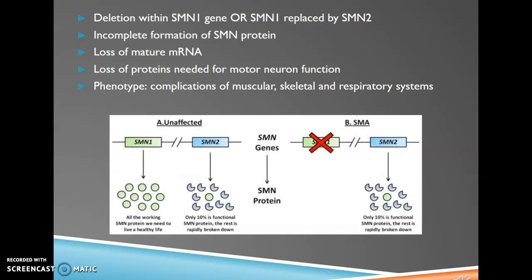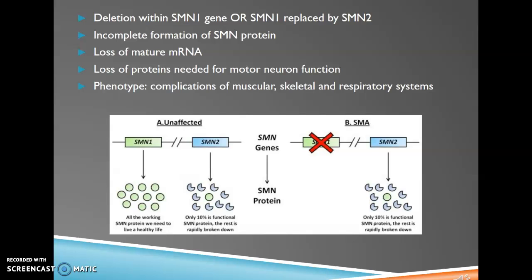So this is just an image showing the differences between an unaffected individual and someone who has spinal muscular atrophy. So typically individuals will have one SMN1 gene, which makes all this wonderful working SMN protein, and then one or two SMN2 genes, which will make a bunch of ineffective shortened proteins, and maybe 10% of it will be functional SMN protein. So that's an unaffected individual.